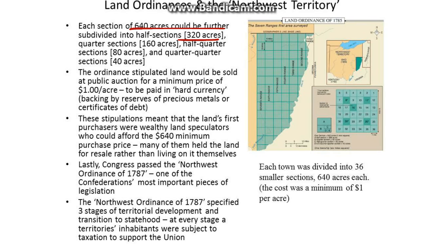320 acres, quarter sections, which were 160 acres, half-quarter sections, which were 80 acres, and quarter-quarter sections, which were 40 acres. An acre is about the size of a football field.